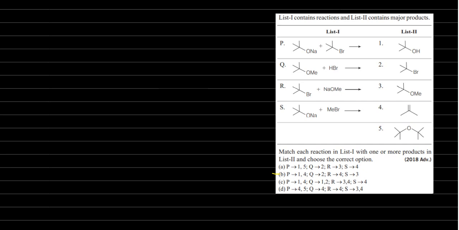Questions. List 1, list 2. When tertiary beta oxide... 1, 2, 3, 4. Tertiary beta oxide is given and this bromine is there. What will happen? This tertiary beta bromide, minus a strong base, right?